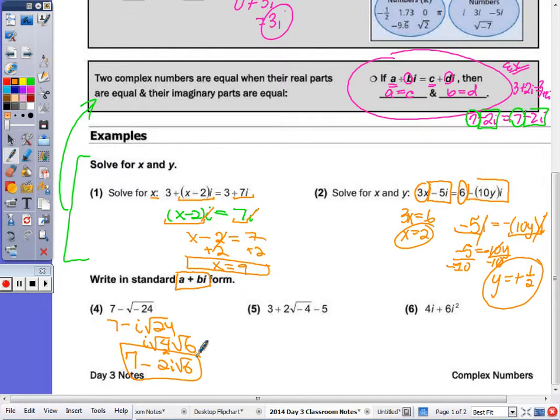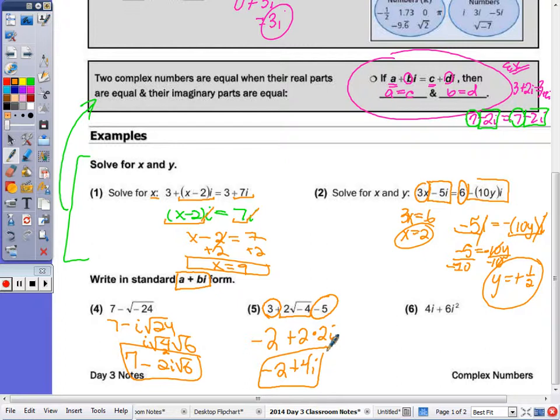The next one? And you can combine these two right now. What's 3 plus a negative 5? Negative 2. Plus 2 times the square root of negative 4 is 2i. So this is really negative 2 plus 4i.